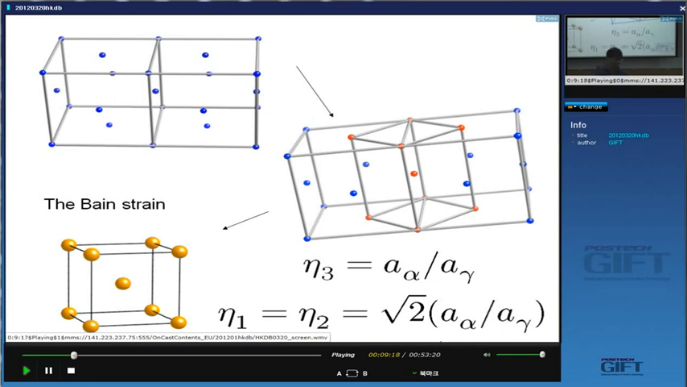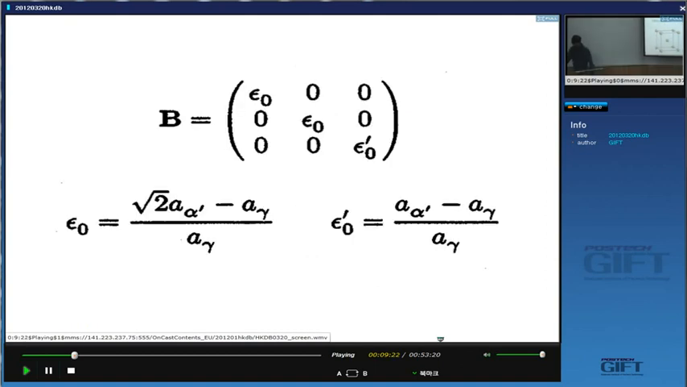So I'm going to illustrate that now. This is how we represent the deformation. This is a deformation matrix, and these are the principal deformations, principal strains, because it's the difference in the lattice parameter divided by the original lattice parameter. And this is a compression, and these two are uniform expansions, just expressed in terms of the lattice parameters.